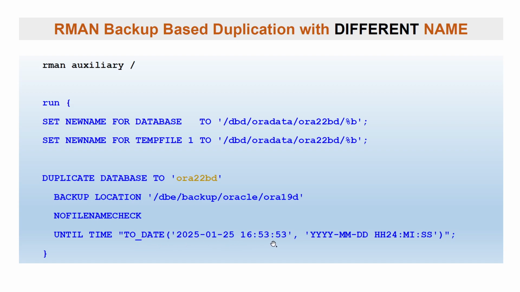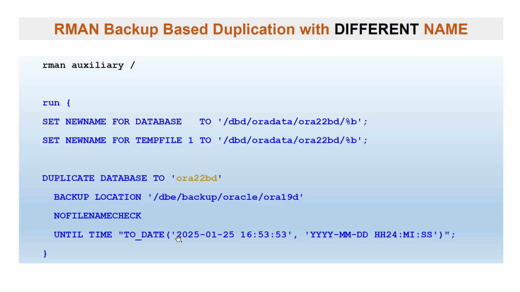This until time is pretty important, because it determines what backups RMAN will use to duplicate this database: what full backups it will use, which incremental backups it will use, and what archived redo log files it will apply. All of that is determined by the until time clause. So if you notice this syntax compared to active duplication, there are two different things here. One is the backup location, so we'll specify the backup location. Second, we will specify the until time clause.